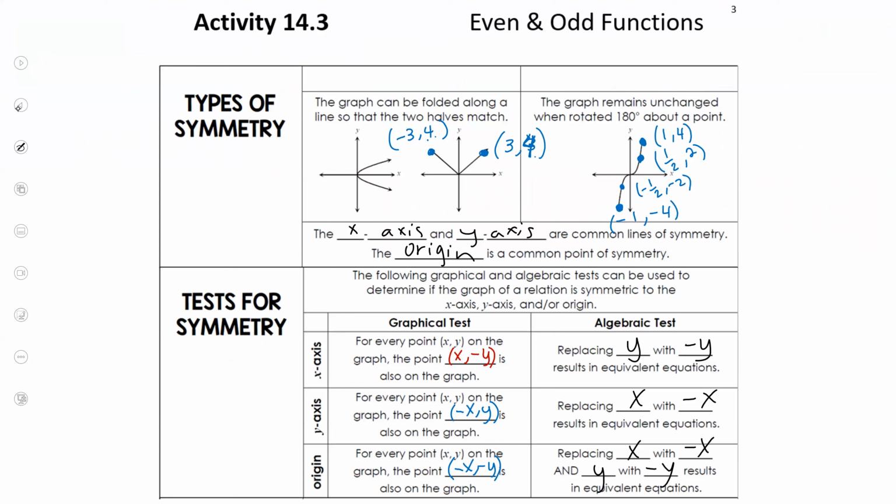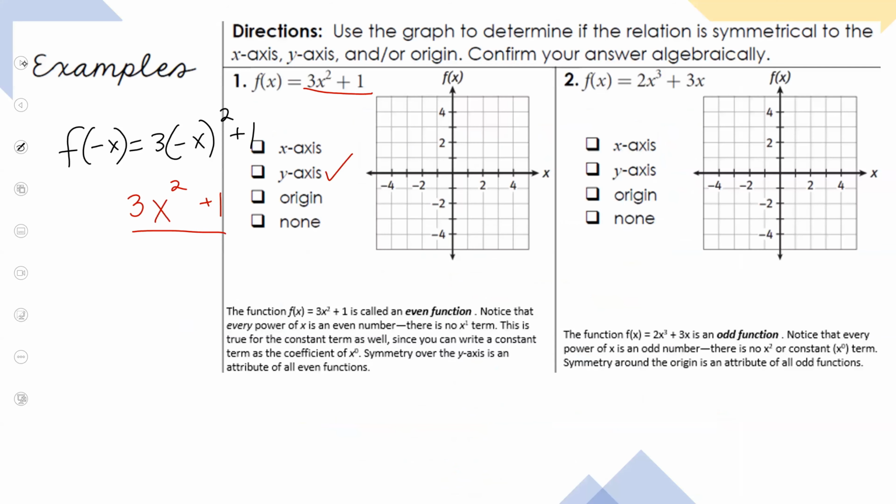Whenever you replaced x with a negative x, and it results in equivalent equations, that means it reflects across the y-axis, which makes sense. Okay, so this is y-axis. Okay, let's try the next one.